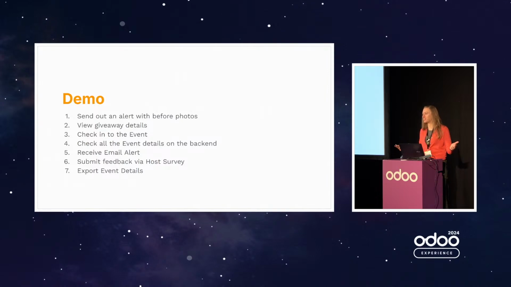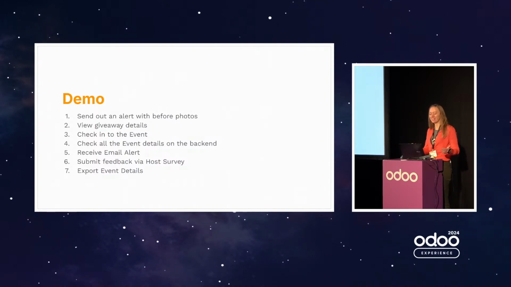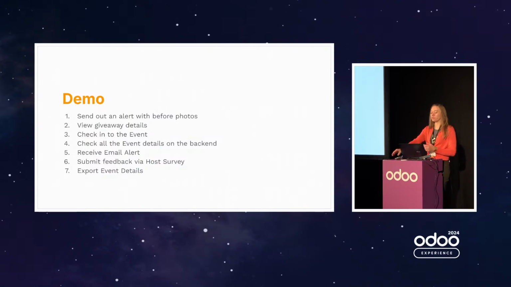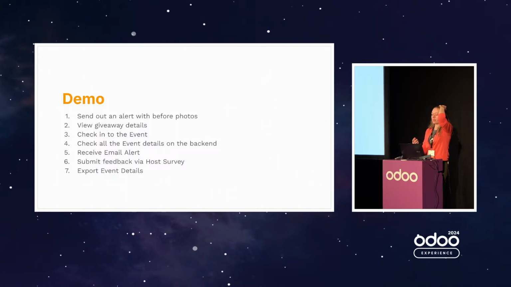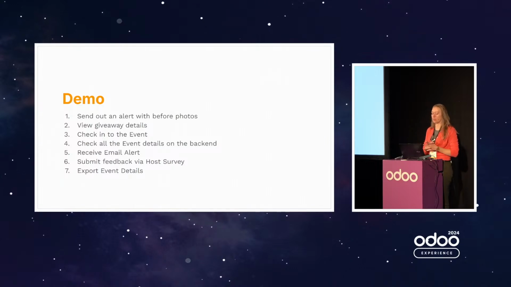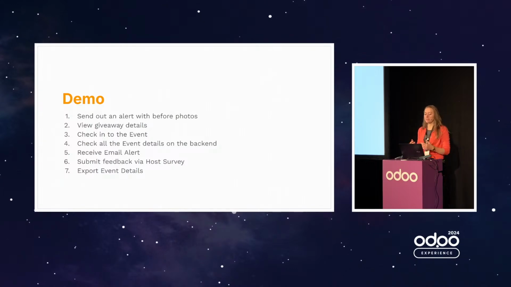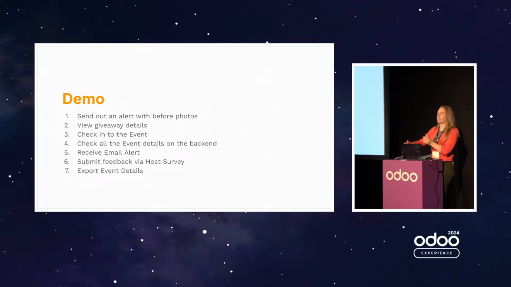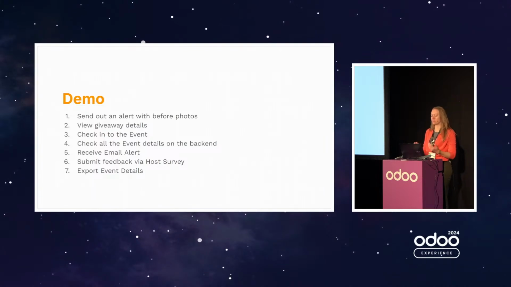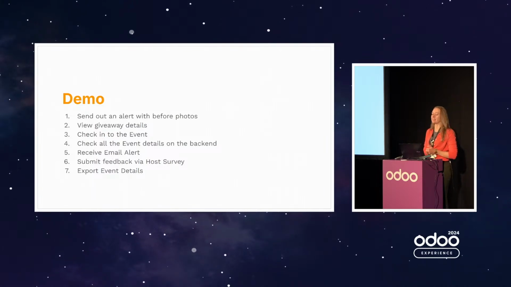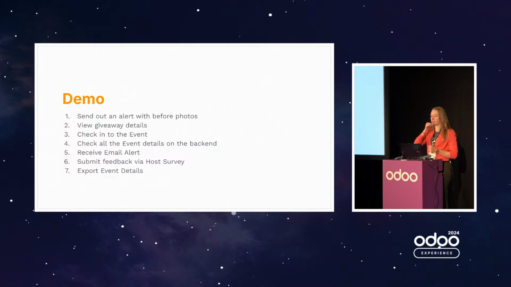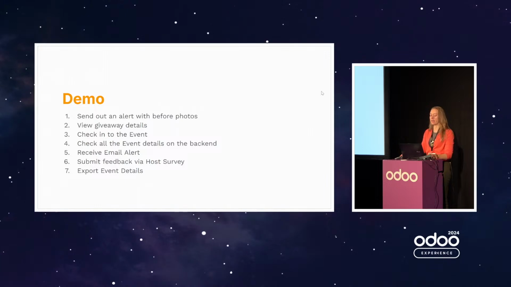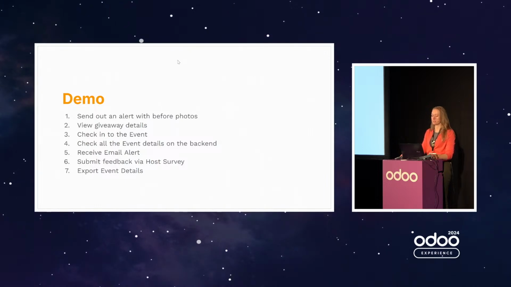So yeah, let's actually do the demo now. For the demo, we'll be featuring some of those new features, which includes sending out an alert with the before photos. We'll then view the giveaway details on the front end. We'll check into the event, and then we'll view the event details on the back end to see who checked in, who registered, which will be our user, obviously. Then we'll check the email alert we received, and we'll submit some feedback via the host survey before finally going ahead and exporting the event details.